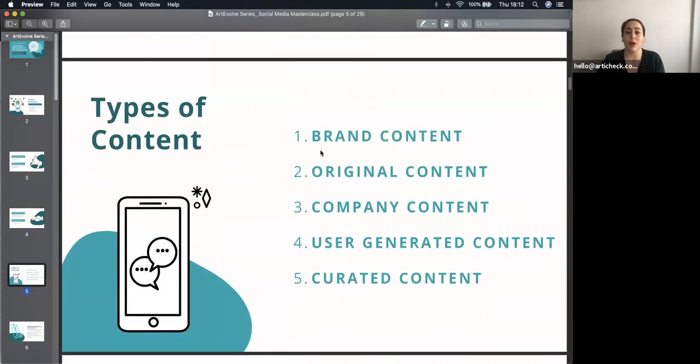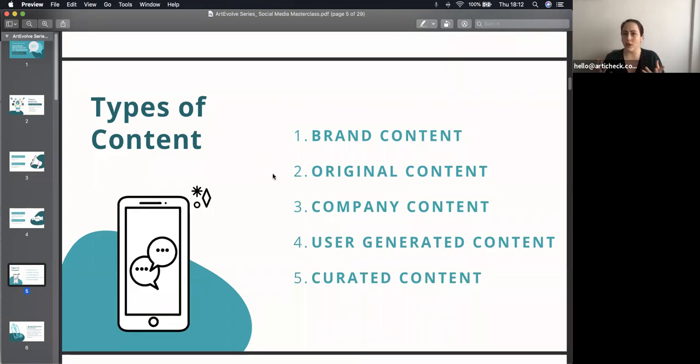All right, so what are the types of content that we're going to be working with? Well, we have five. The first is brand content. The second is original content. The third is company. The fourth is user-generated content, and the fifth is curated content. Now we're going to go over each of these with examples so that we can really understand how they work.